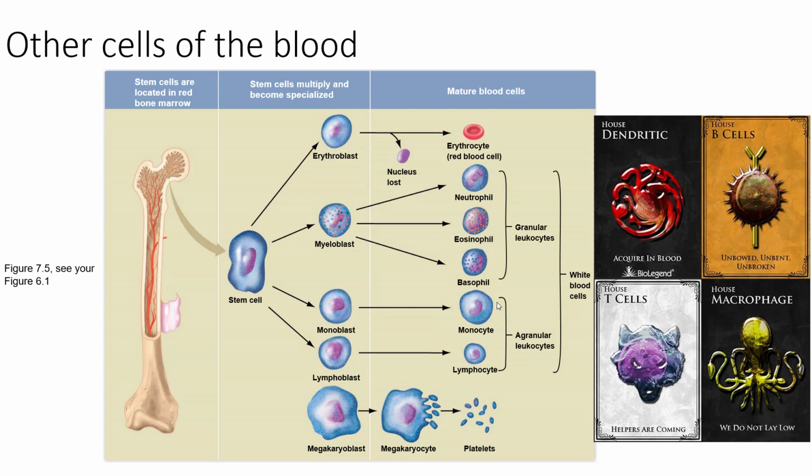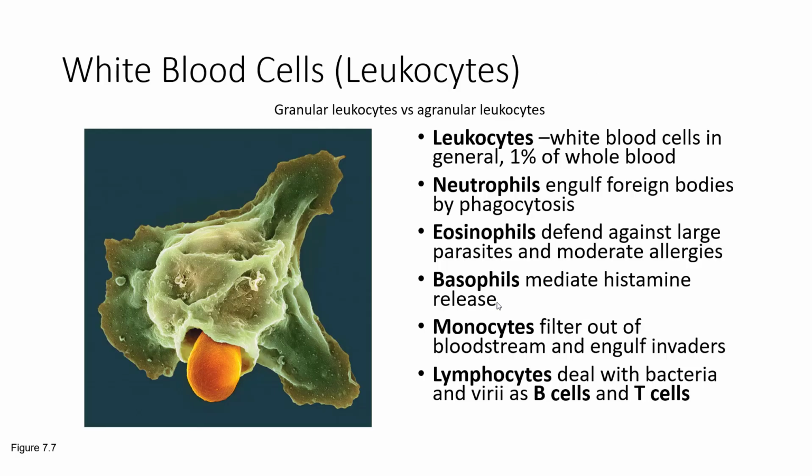These are all white blood cells, or, as they're also known, leukocytes. So leukocytes are the white blood cells in general. They make up 1% of whole blood. Neutrophils engulf foreign bodies by phagocytosis. You see a picture of a neutrophil here. You may hear them called macrophages, or big eaters.